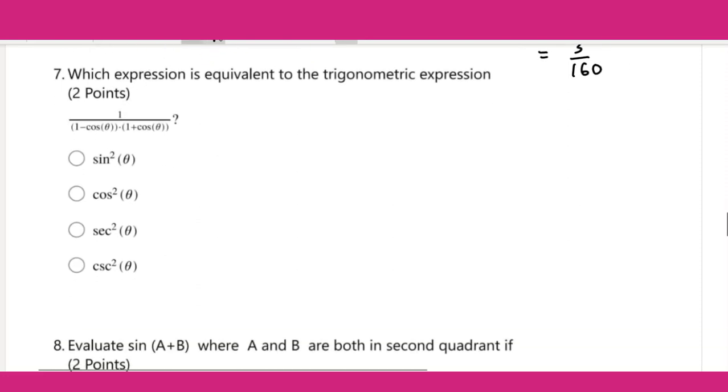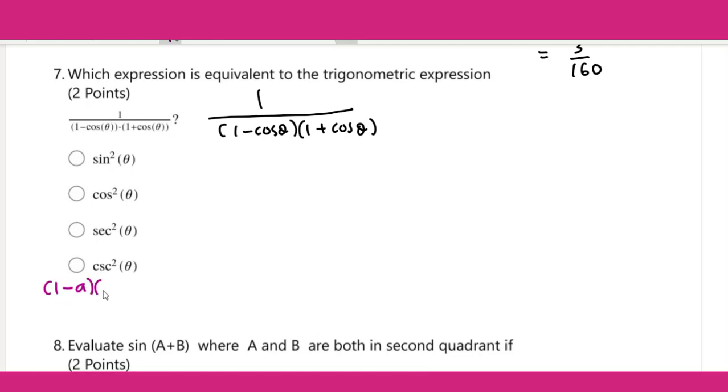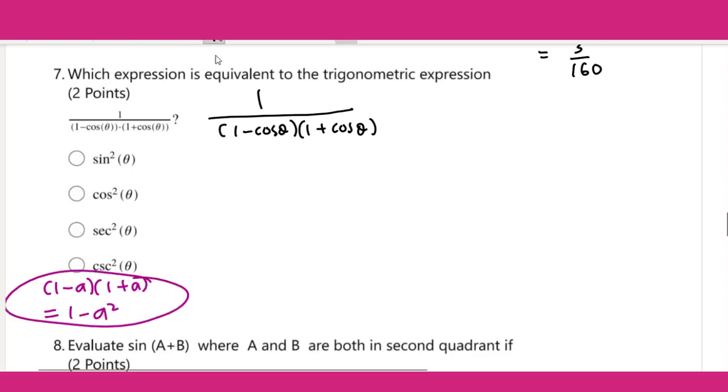Number 7. This one is 1 over 1 minus cos theta times 1 plus cos theta. We're going to use this concept: 1 minus a times 1 plus a is equal to 1 minus a squared. So now this one is equal to 1 over 1 minus cos theta squared.